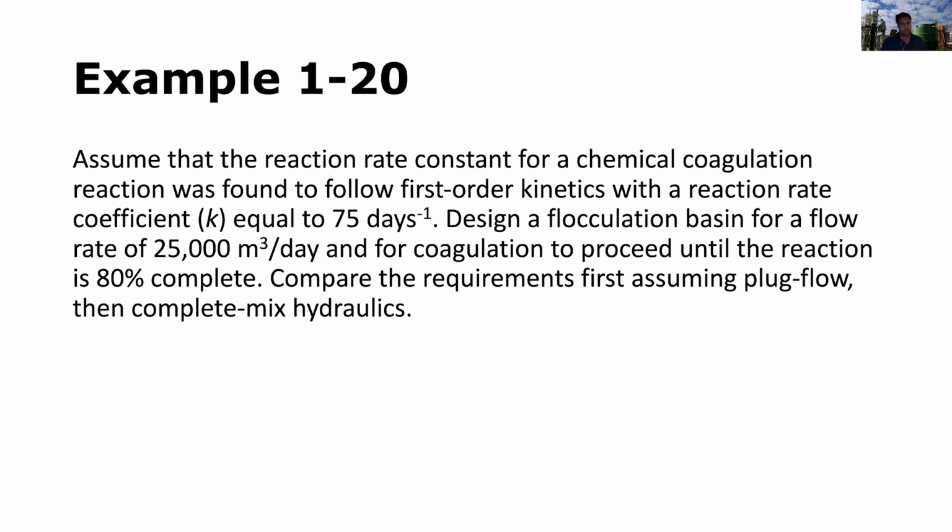Let's do one more example. Assume that the reaction rate constant for a chemical coagulation reaction was found to follow first order kinetics with a rate coefficient equal to 75 days to the negative 1. Design a flocculation basin for a flow rate of 25,000 cubic meters per day, assuming coagulation to proceed until the reaction is 80% complete. Then compare the requirements, first assuming plug flow, and then assuming complete mix hydraulics.